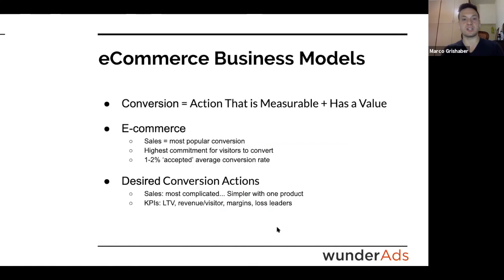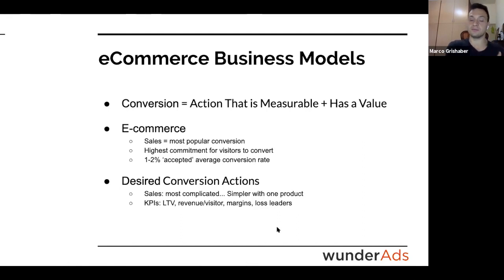So today, it's specialized towards e-commerce businesses. In e-commerce, we have sales as the most popular conversion. Usually for a visitor, that is also the highest commitment when they come to your website to make that sale. It depends really on the industry, but we say 1 to 2% is an accepted average conversion. It could be lower than that, it could be higher, but the average is between 1 and 2%. Then we have desired conversion actions and KPIs that are relevant for e-commerce businesses. We have sales, as I told you, which takes the most commitment from users, so it's the most complicated conversion action, so to speak. It's simpler with one product, obviously, because you can focus right away, rather than when you have multiple products. It's going to be more advanced.